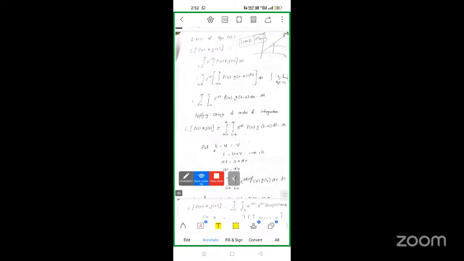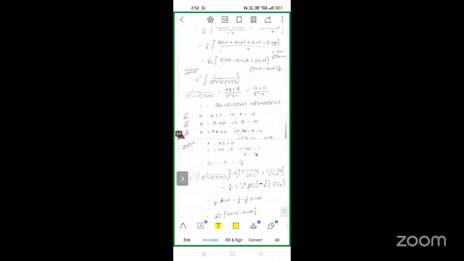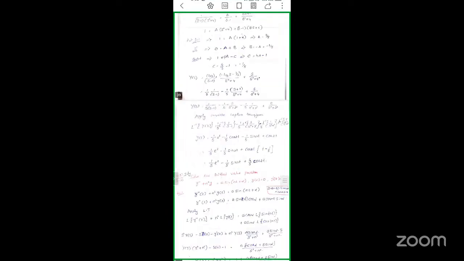Up to here, our total inverse Laplace transform is completed. In the next class, we can deal with another chapter.